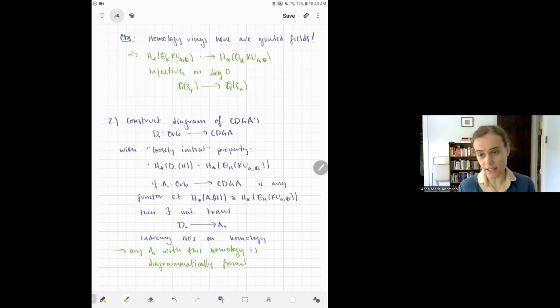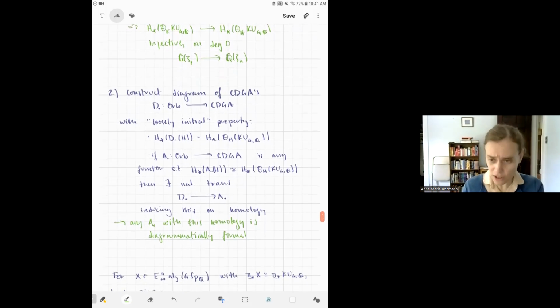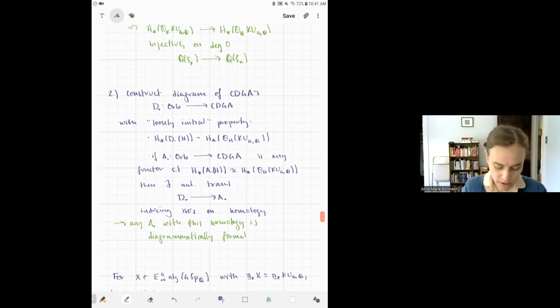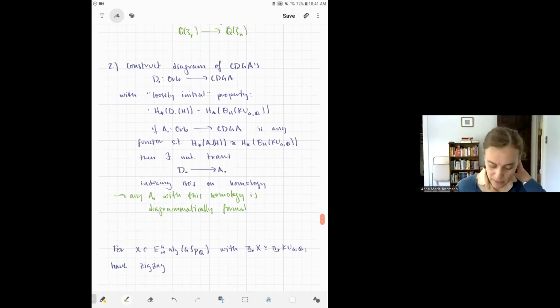In general, one says that a CDGA or chain complex is formal if it's determined by its homology, so any two things with the same homology are connected by a zigzag of weak equivalences. What this result says is that anything with the homology of periodic complex K-theory is connected to it by a zigzag of weak equivalences to its homology and to itself. So let's be concrete about how we get the theorem statement from this.